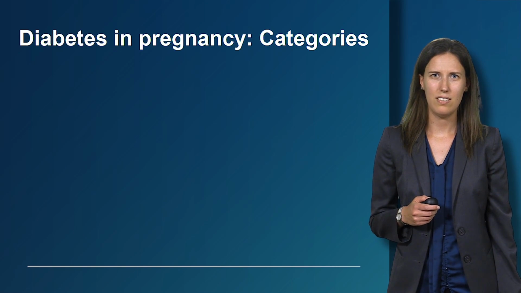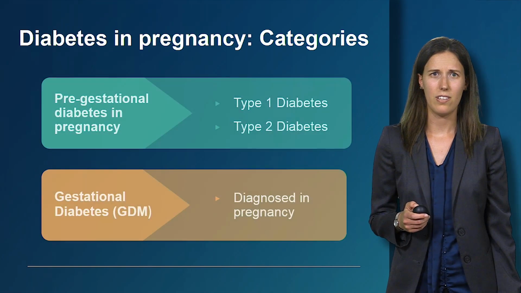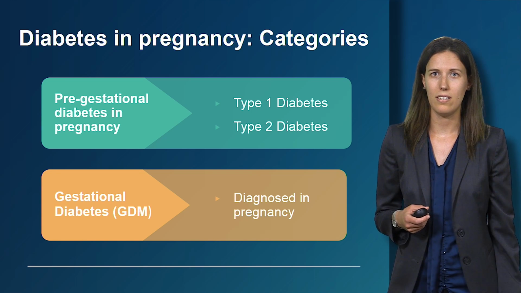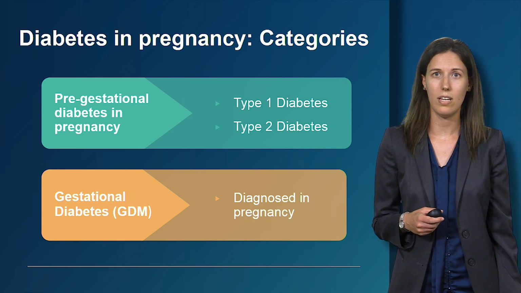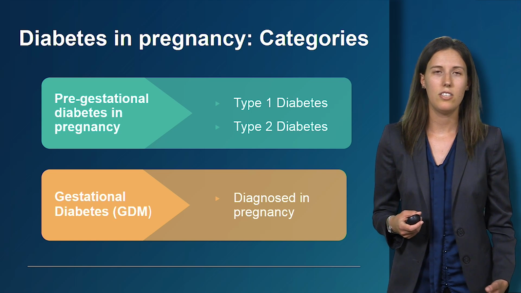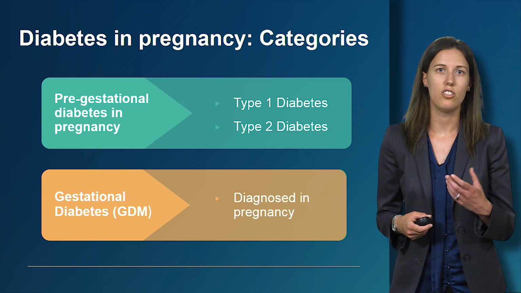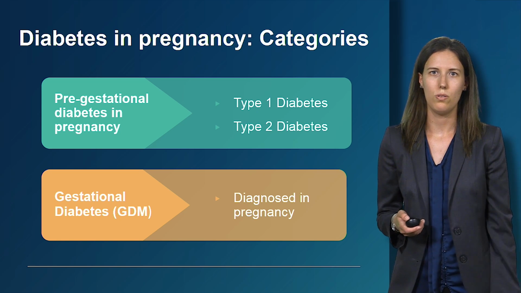So first, diabetes in pregnancy. What are the different categories? A patient may have pre-gestational diabetes and now be pregnant, and this can include type 1 diabetes or type 2 diabetes. Or the patient may have developed diabetes in pregnancy, and this is diagnosed as gestational diabetes and is diagnosed in pregnancy.